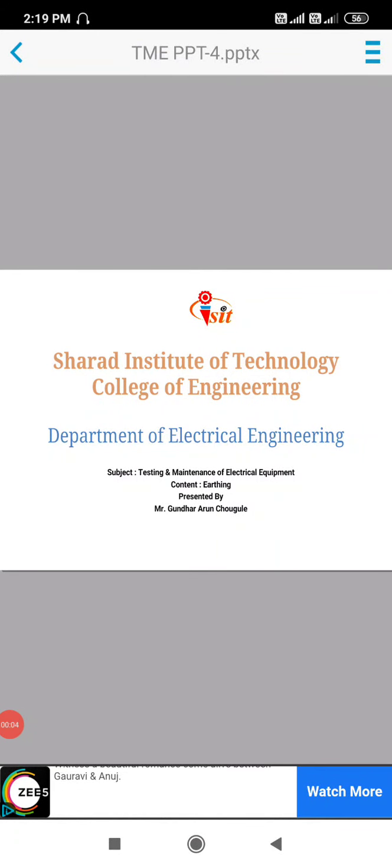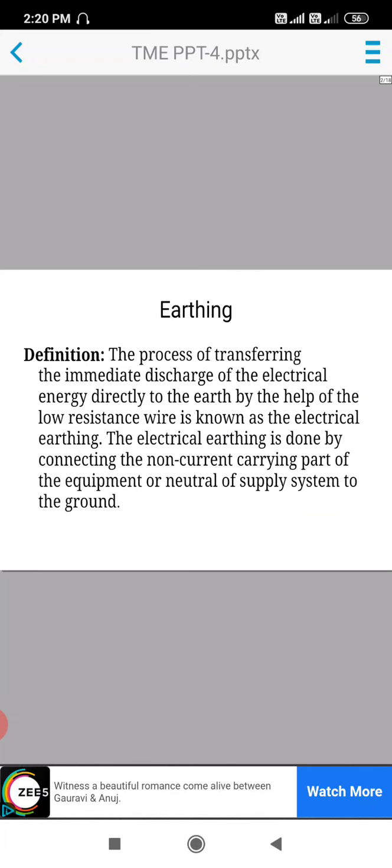Today's topic is earthing. We have to discuss different points of earthing. What is the importance of earthing? What is the need of earthing? What are the different types of earthing in this lecture?